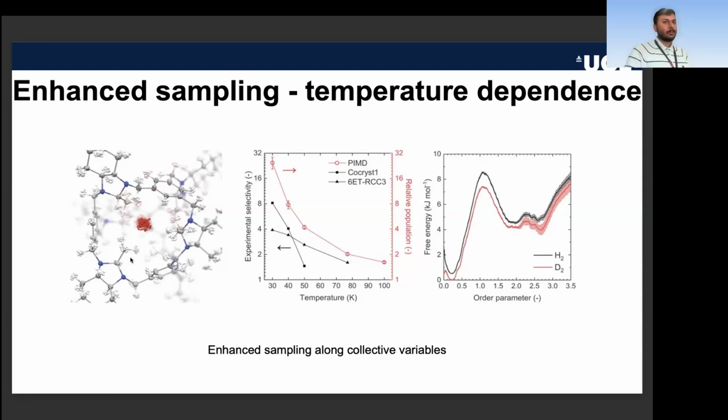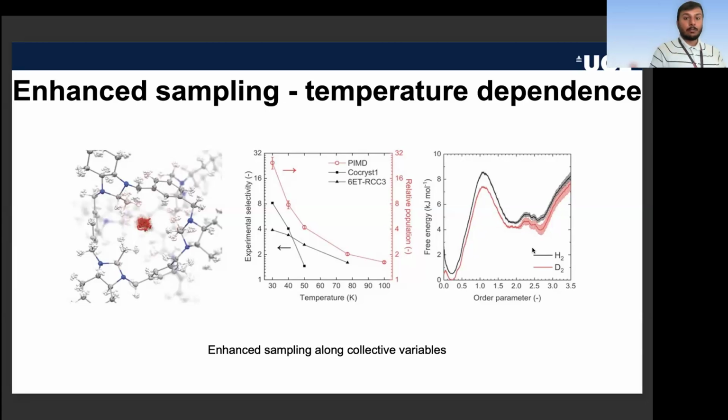So if you tune the size of your porous solid very specifically, it will be large enough that D2 can pass and small enough that H2 cannot pass. And of course, if you just run MD, you will never see this event, because the entire transport of an H2 through this pore is actually a rare event, right? So you have to be able to bias your simulation along this order parameter.